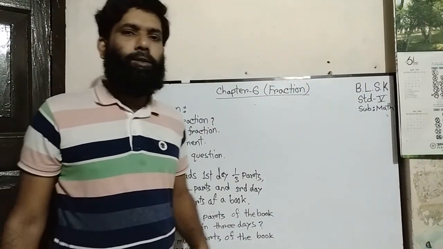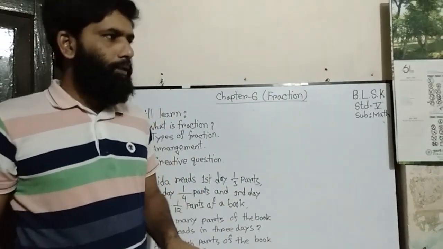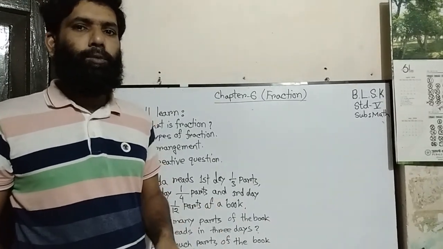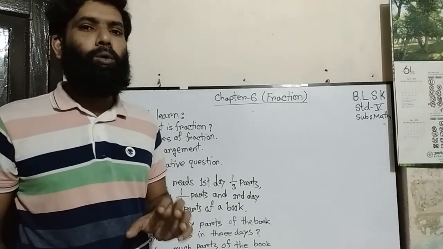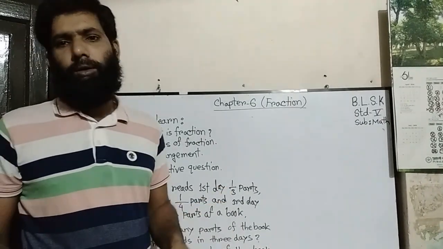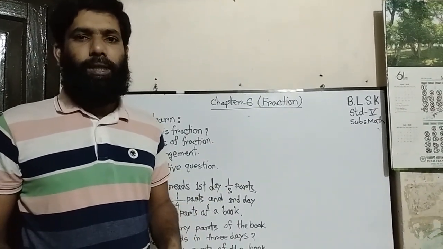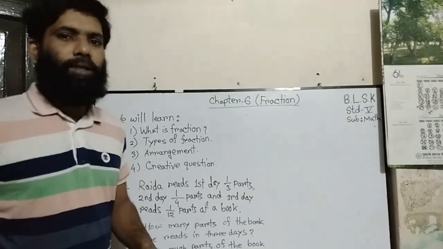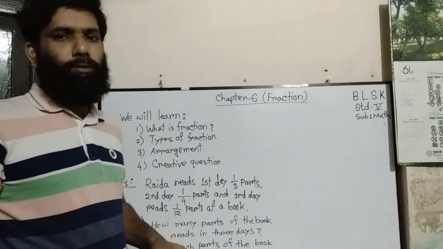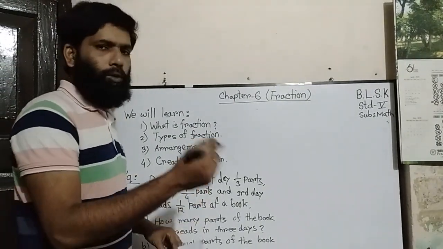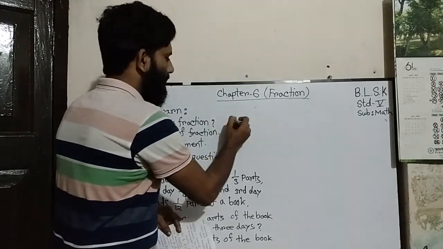So what is fraction? A numerical quantity that is not a whole number is called a fraction. In a short form, we can say fraction equals numerator divided by denominator. The ratio between numerator and denominator is called fraction. In short, we should learn fraction.